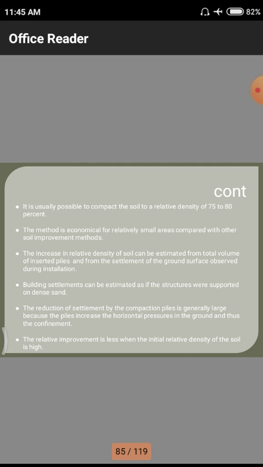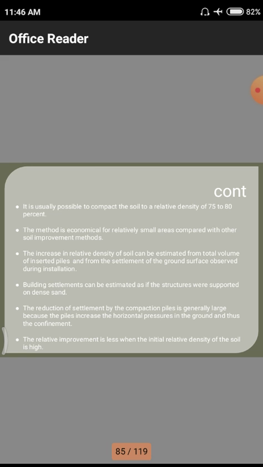Next thing is the reduction of the settlement by the compaction piles is generally large, because piles increase the horizontal pressures in the ground, and thus the confinement. Reduction of settlement means a decrement of settlements takes place while we compact the piles by using these techniques. Generally large. Why? Because piles increase the horizontal pressures in the ground and thus the confinement.